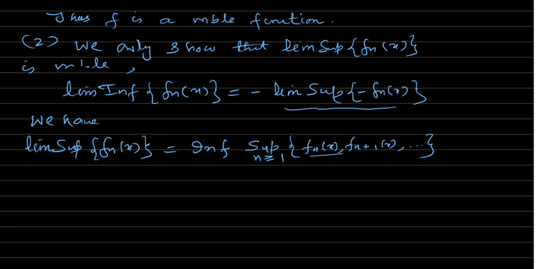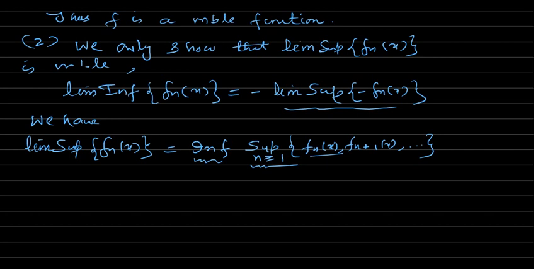This supremum is the supremum of this set fn(x), fn plus 1(x), fn plus 2(x), so on and so forth. If we denote this supremum by a certain function, we can also express this with one more notation: this infimum is actually the meet, and supremum is actually the join. So maximum of functions is also called the join. Maximum of two numbers is called the join of numbers. And infimum is actually the meet. Here it is an infinite set, so meet of an infinite set.